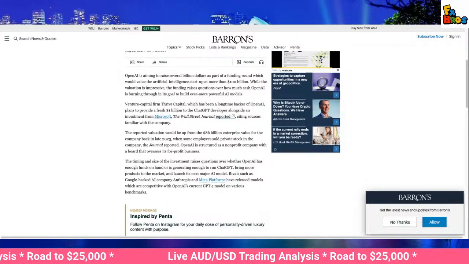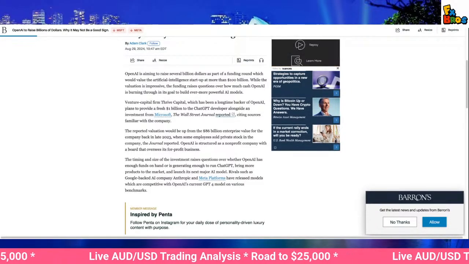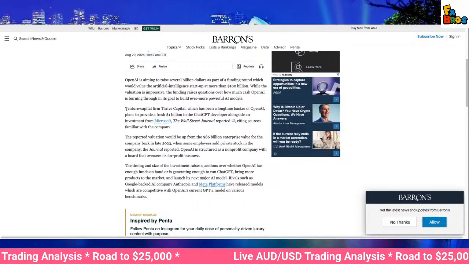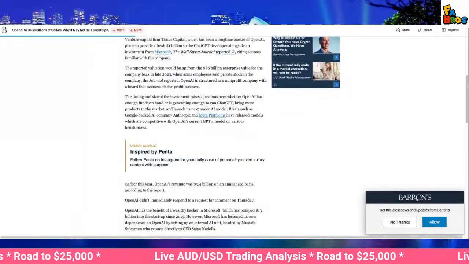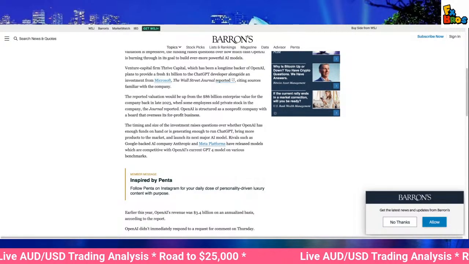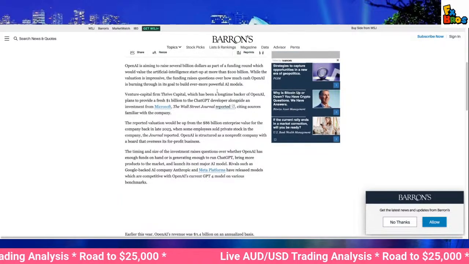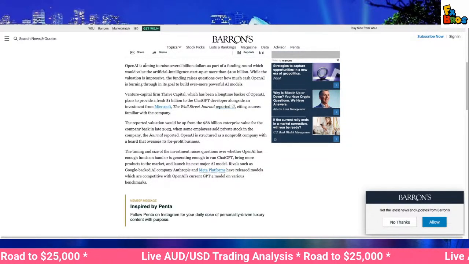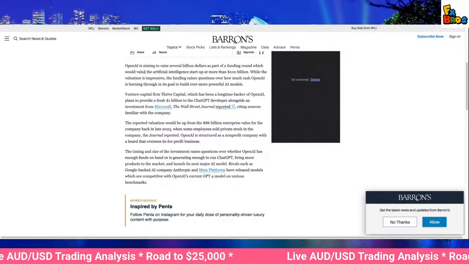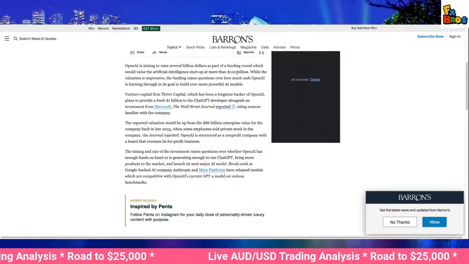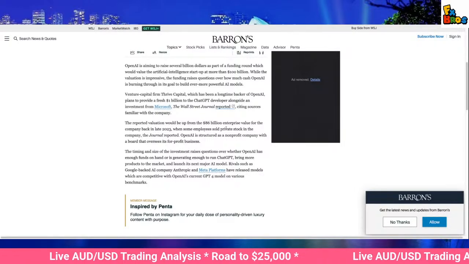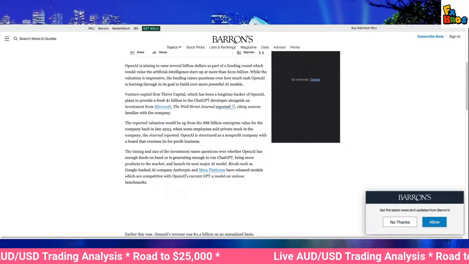Yep. So they're saying 86 billion. They loaned 100 billion, huh? Or was it 10 billion? Worth 100 billion after this next round of funding. That's what they're saying. You mean 86? No, that's what was projected, 86, but now it's 100 billion after this next round. This article says, I don't see that right here. So they're doing rounds of funding. It is aiming to raise several billions of dollars as part of a funding round, which would value the artificial intelligence startup at more than 100 billion. The reported valuation will be up from the 86 billion enterprise value for the company in late 2023.